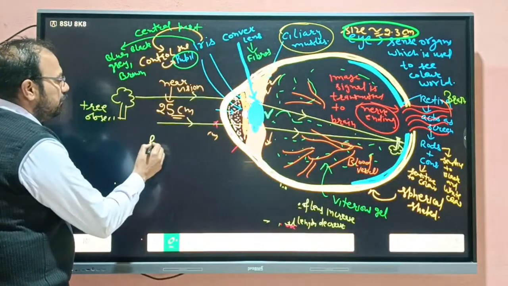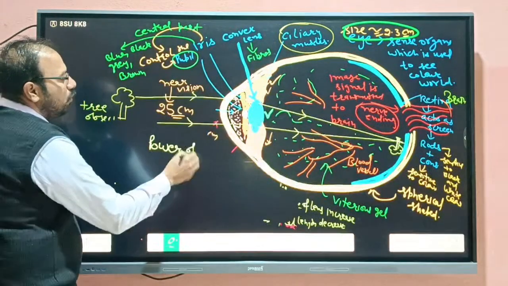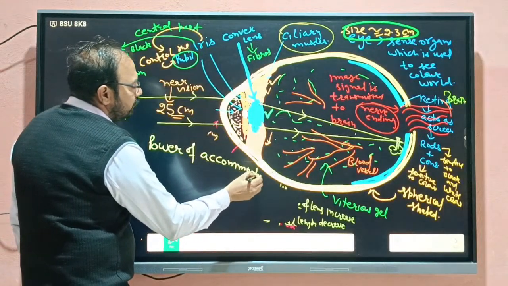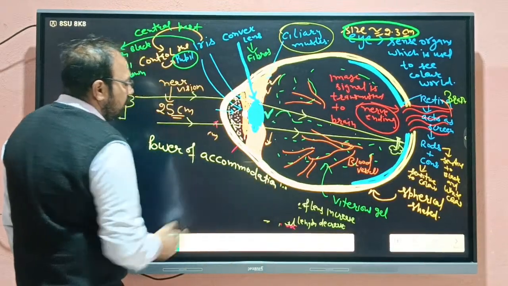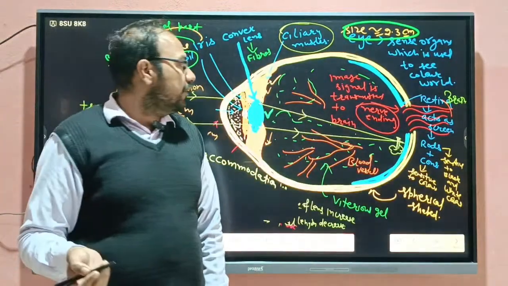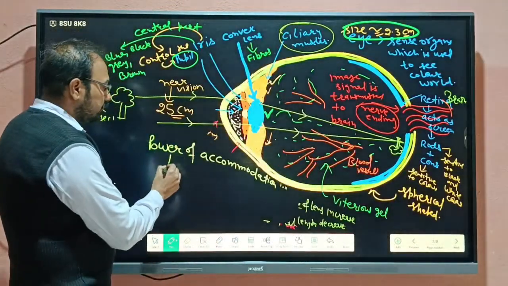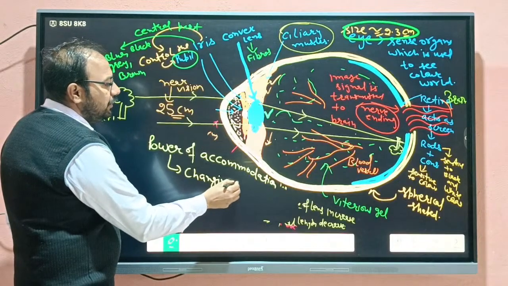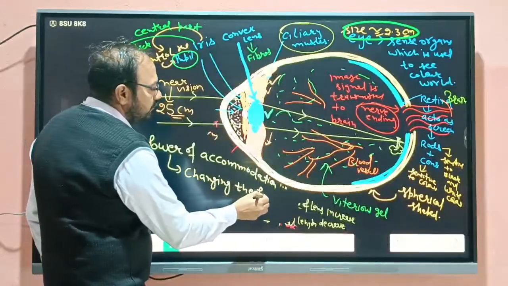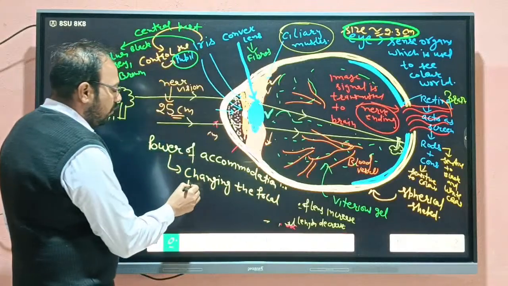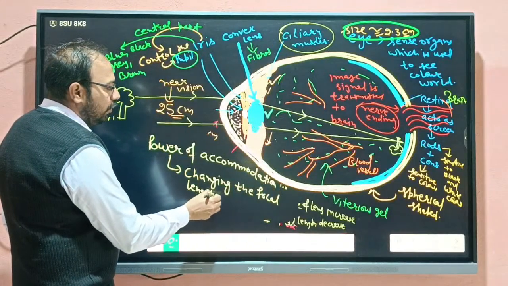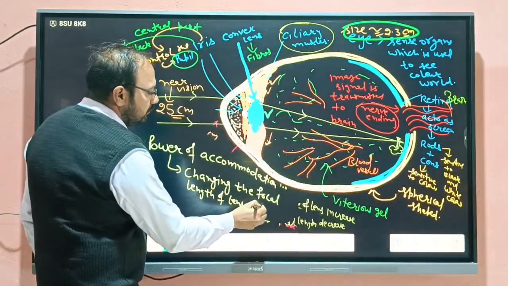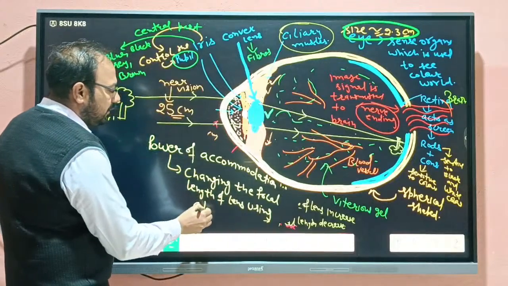So what is this? Power of accommodation. Okay, so basically what is power of accommodation? Changing the focal length of a lens using ciliary muscles.